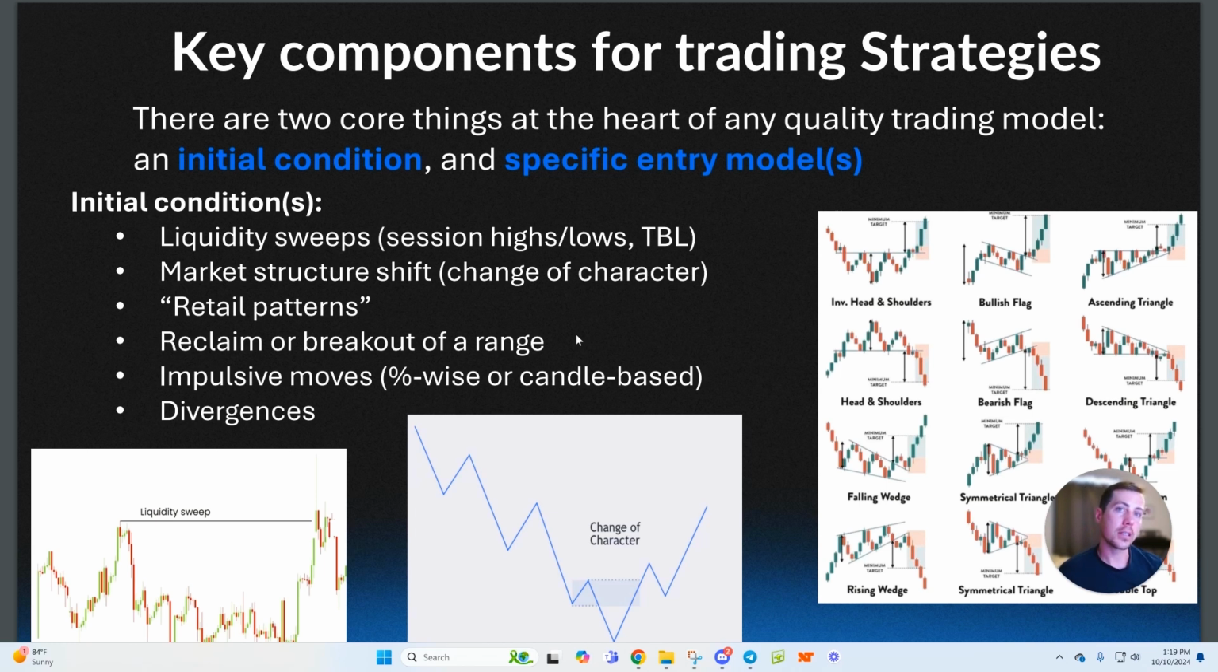With ranging markets, if price is consolidating within a specific range that you've defined, you can look for breakouts of that range, or deviations outside of it and then back into it. That could be an initial condition.